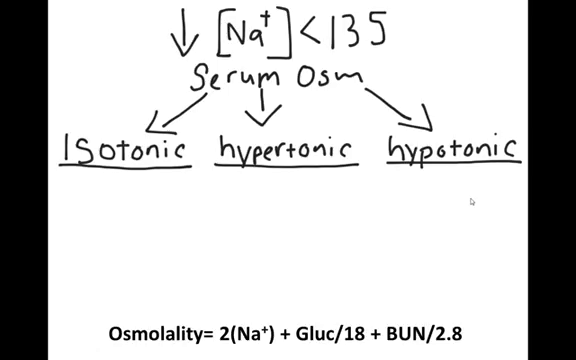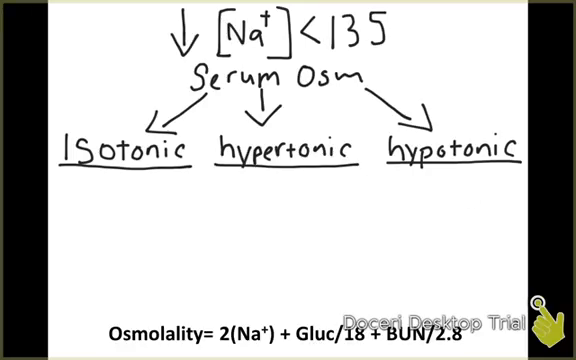So, now let's get to the meat of hyponatremia, okay? So when we're talking hyponatremia, remember, what did we say? We said that by definition, hyponatremia is a low sodium concentration in the blood, and we defined it as a sodium less than 135. Okay? So, what do we do once we find that sodium of less than 135?